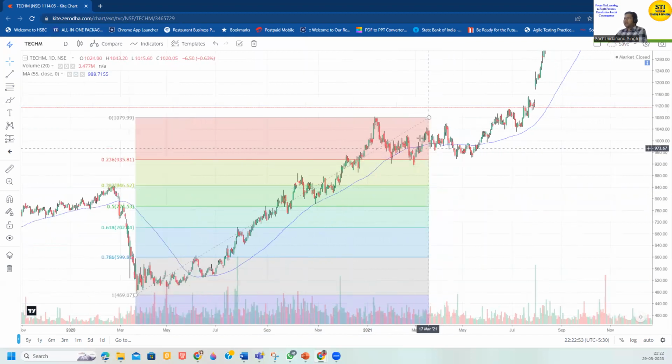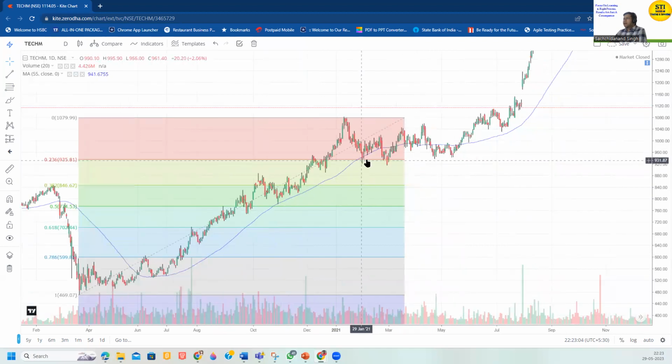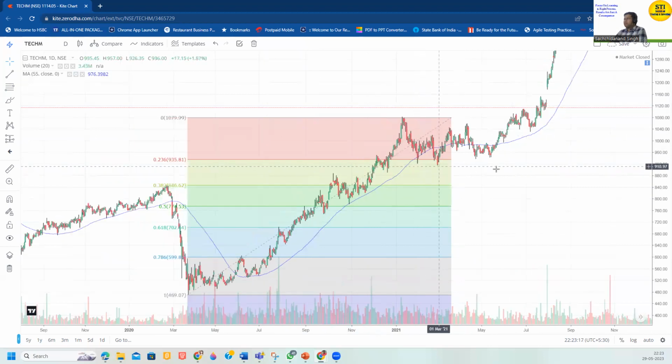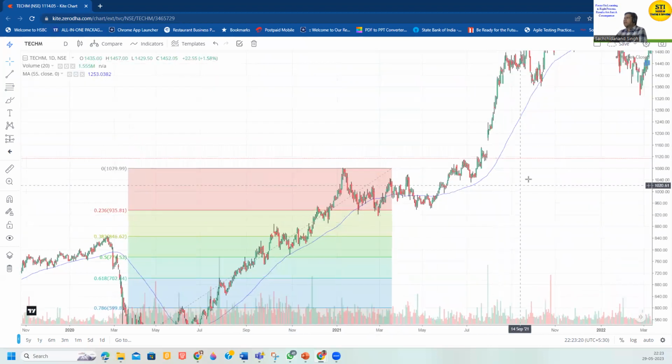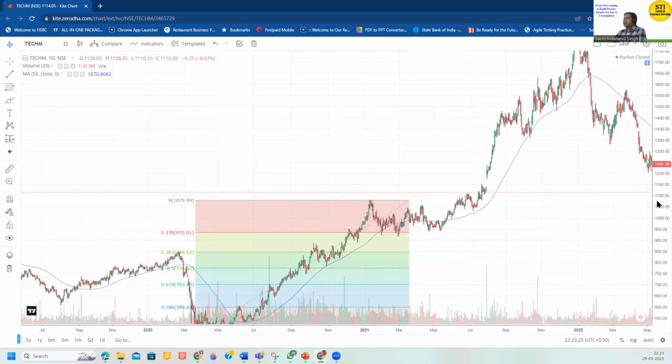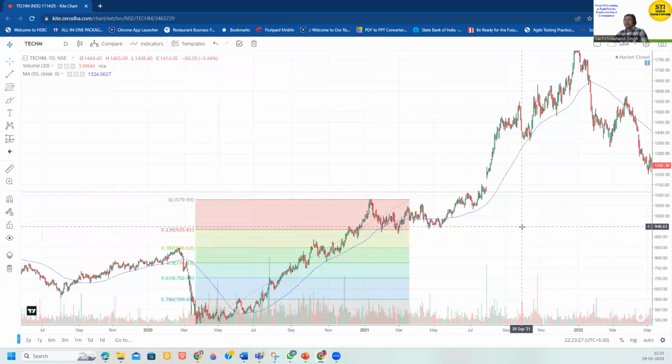Okay. And if you look at this in Tech Mahindra, the fall is happening somewhere near 23.6% only. So it has fallen down, maybe done some false breakdown of 23%, but again took the support and moved up further. So it has not moved beyond 23%. Okay. So that is how the Fibonacci retracement is going to help you understand whether, in an uptrending stock, if any reversal is happening, it is a healthy reversal or an unhealthy reversal.